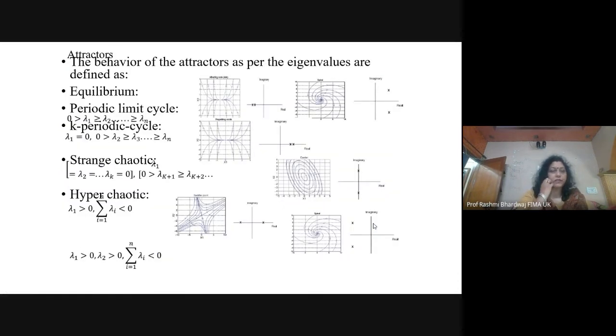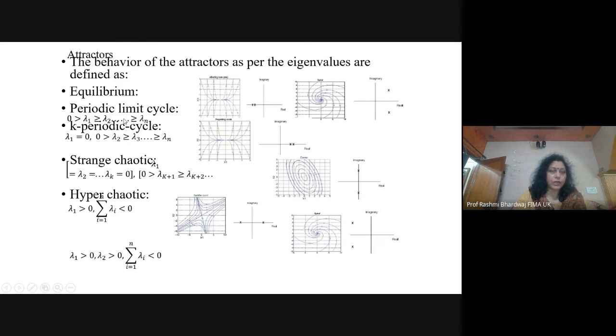Now, these are the behaviors which we discussed, but I am summarizing this as per the eigenvalues. If all eigenvalues are negative, then you are getting an equilibrium point. If one value is 0, but all other eigenvalues are negative, then you are getting a periodic limit cycle. If suppose k values are 0, but all other eigenvalues are negative, then you are getting a k-periodic cycle. Sorry, this got mathematically a little disturbed.